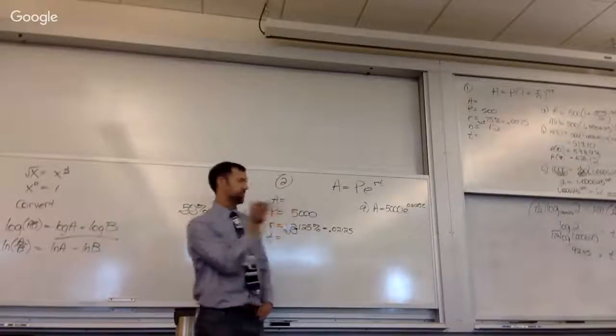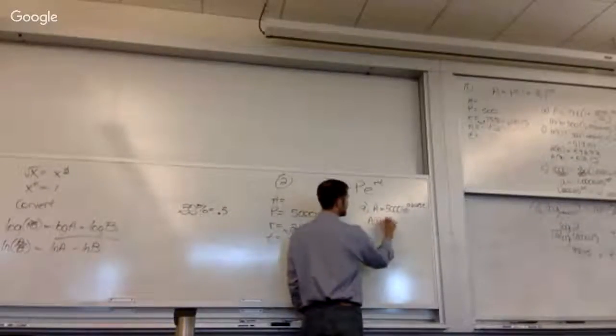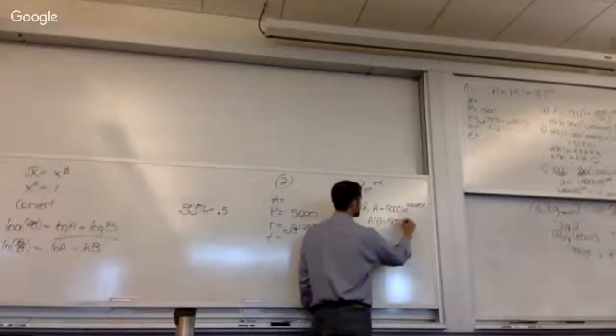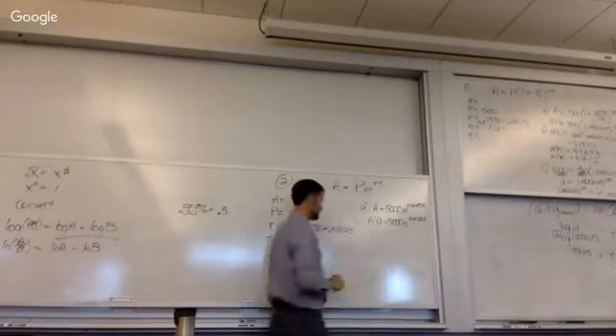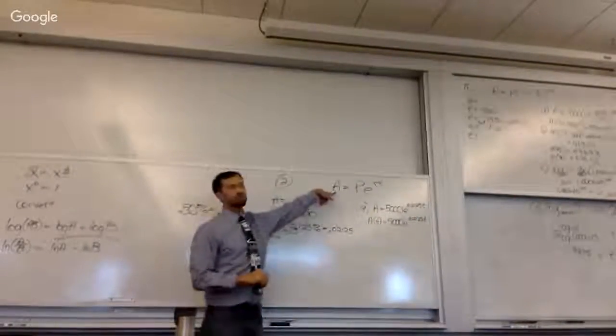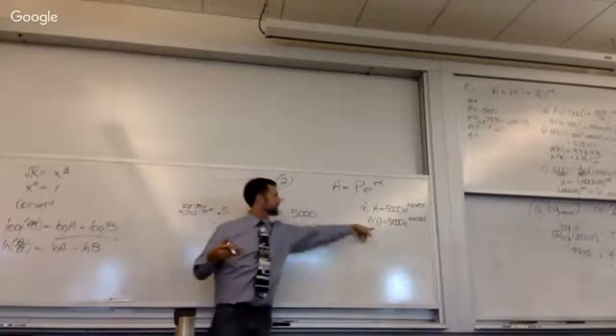But again, notice they said write it in function notation. So function notation would technically be A of t equals 5,000 e to the 0.02125t. You notice the formula is not given in function notation, it just says A. But you can write it in function notation by writing parentheses t.